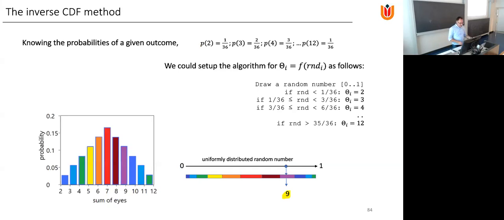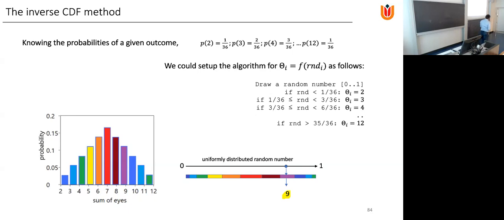So we know the probabilities of certain outcomes in this experiment. The probability of 2 as the sum of eyes can only happen in one way, so that is 1/36. The probability of 3, because for the sum of 3 we have 2 ways of finding that, is 2/36, etc., etc.